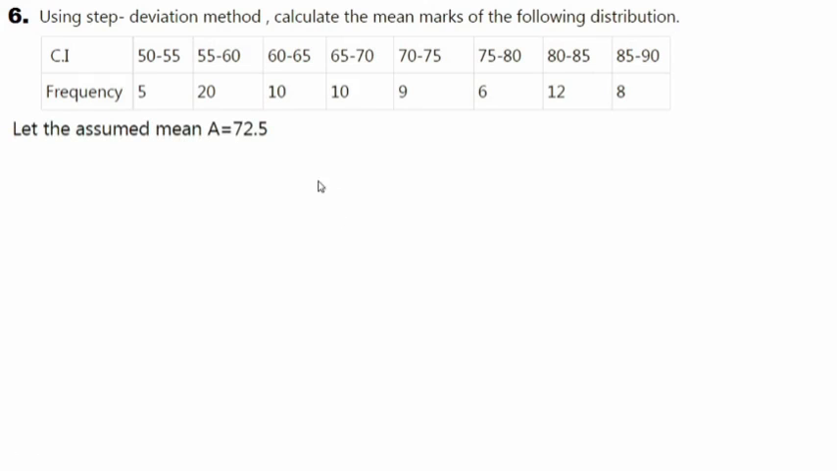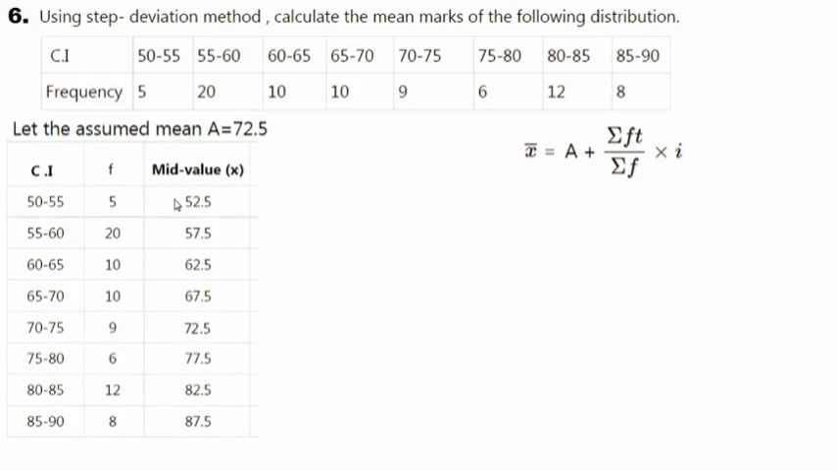First and foremost, you have to take the assumed mean. The assumed mean we will take from the table. So first find the mean value or the mid value, and from there select the assumed mean. I'm taking 72.5 as usual. This is the formula available with us.